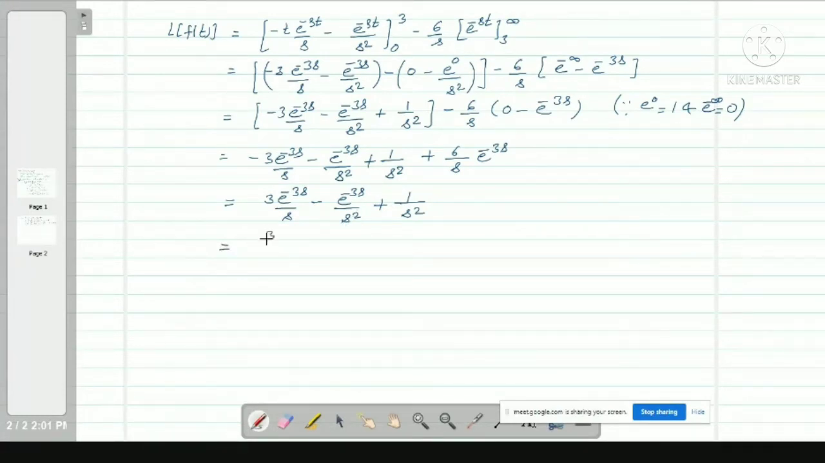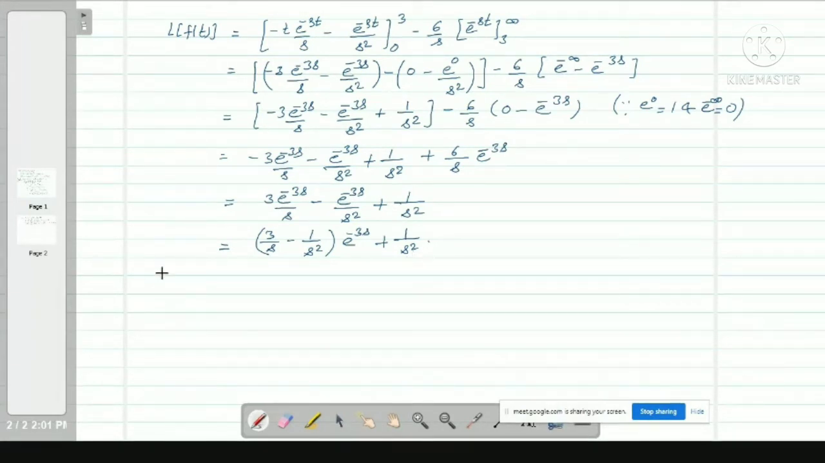So this is 3 by s minus 1 upon s square, common. E raised to minus 3s is common, so we take it outside, and plus 1 upon s square. So this is only the Laplace transform of the given function. Now our job is to find the Laplace transform of the derivative of the function.